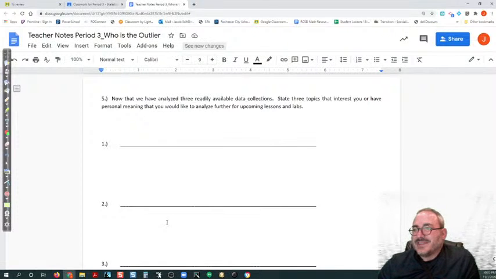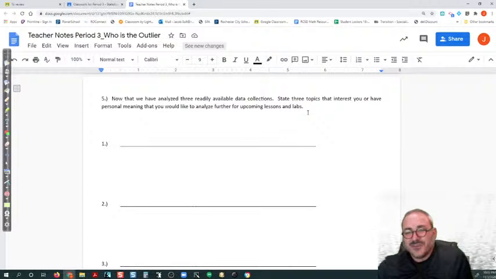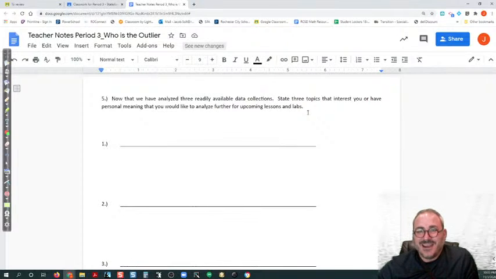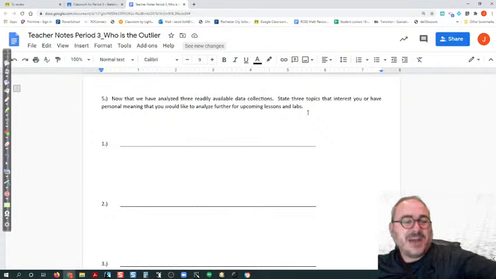All right, number 5 says, now that we've analyzed 3 readily available data collections, state 3 topics that interest you or have personal meaning to you that you would like to analyze further for upcoming lessons and labs. This is just your own personal preference. What would you like to analyze? Because statistics is maybe a little bit more fun when we're analyzing data about you guys.